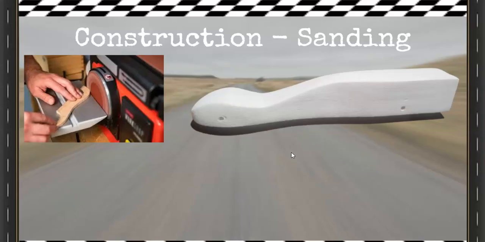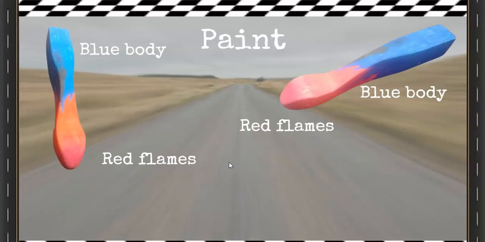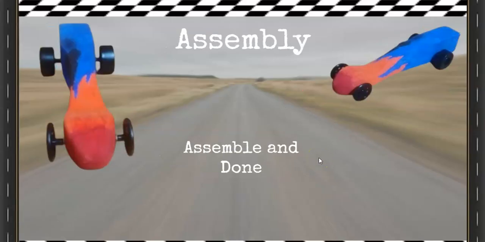I just needed to sand it with a machine similar to this one, followed by the paint, which I wanted to do as a blue body. And here on the shape, I wanted to make some red flames to signify that it's going pretty fast. And I had to assemble everything, and it was done. It was ready to go into the race.